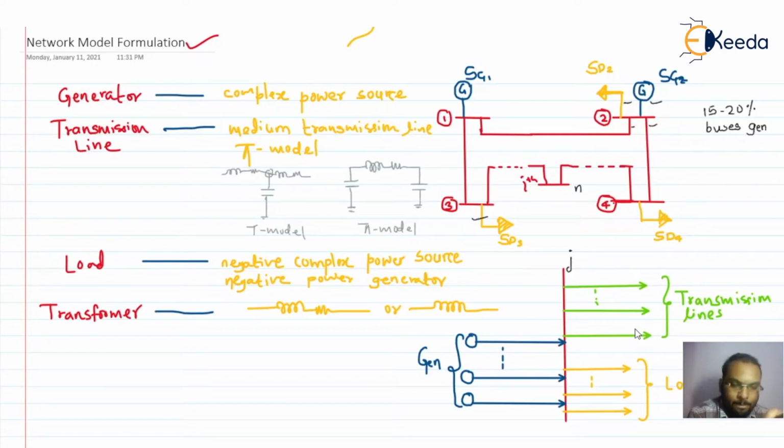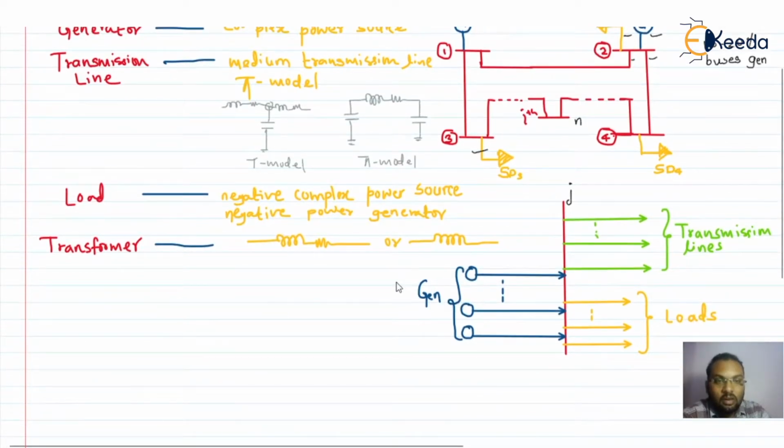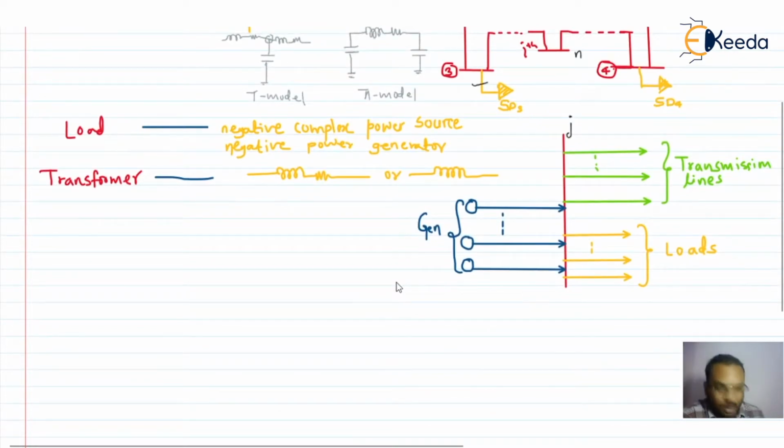Now with two simple assumptions, and with the help of KCL, that is Kirchhoff's current law, I'm going to write a mathematical equation for this jth bus with two simple assumptions. See, remember those two assumptions are very, very important.